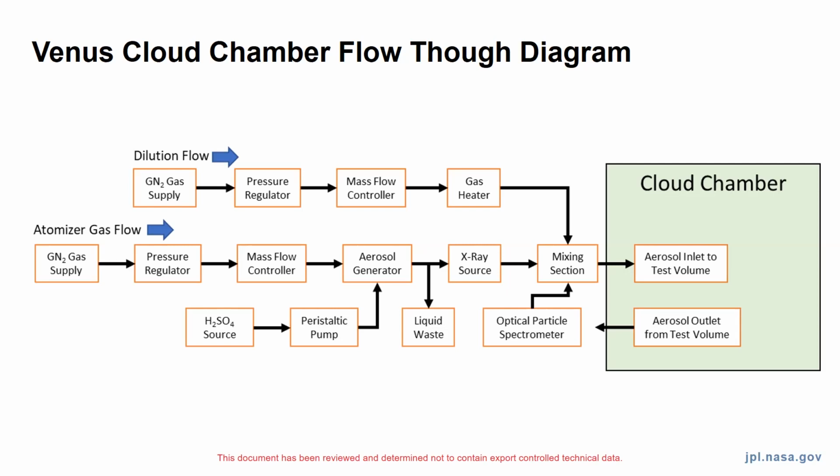These sulfuric acid aerosols then go through an X-ray source to neutralize any charge that has been built on them through the generation process. From there, they get mixed in a mixing section with a dilution gas flow that's been heated to 60 degrees C, and then they enter the cloud chamber. Before they enter the cloud chamber, we're going to look at the distribution with a particle optical spectrometer just to make sure that we're getting a constant distribution of aerosols as we're testing equipment for corrosion.